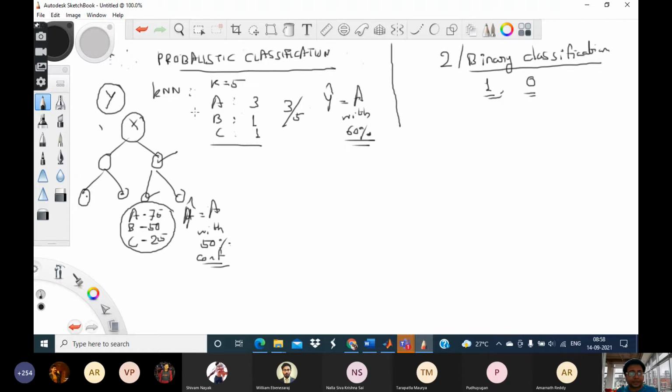For k nearest neighbors or decision tree, we had not seen any such advantage. Whatever labels we had, if we went with those labels, it was working fine. But in the algorithms which we are going to see right now, you will see that calling the two labels 1 and 0 actually gives you some benefits.